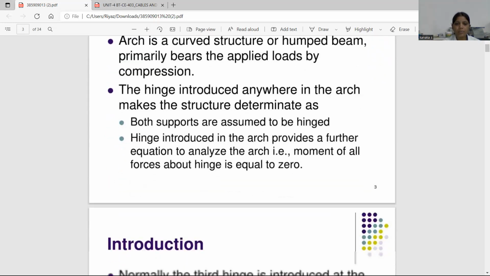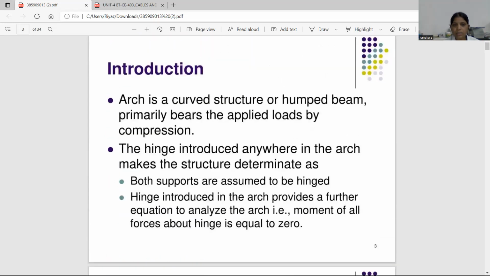Next, an arch is a curved structure or humped beam which resists the applied load by compression. The first condition is that both supports are assumed to be hinged. The second is that the hinge introduced in the arch provides the further equation to analyze the structure. So the moment of all forces about the hinge is equal to zero.